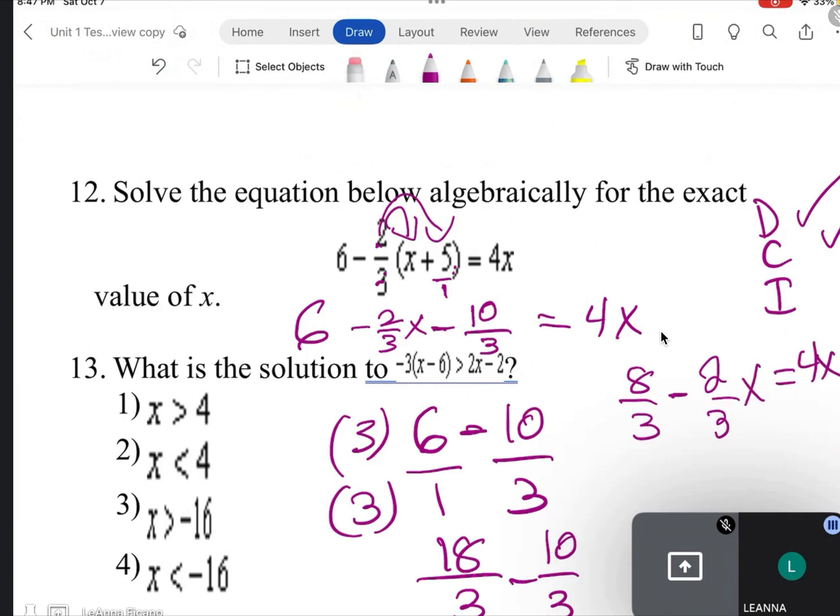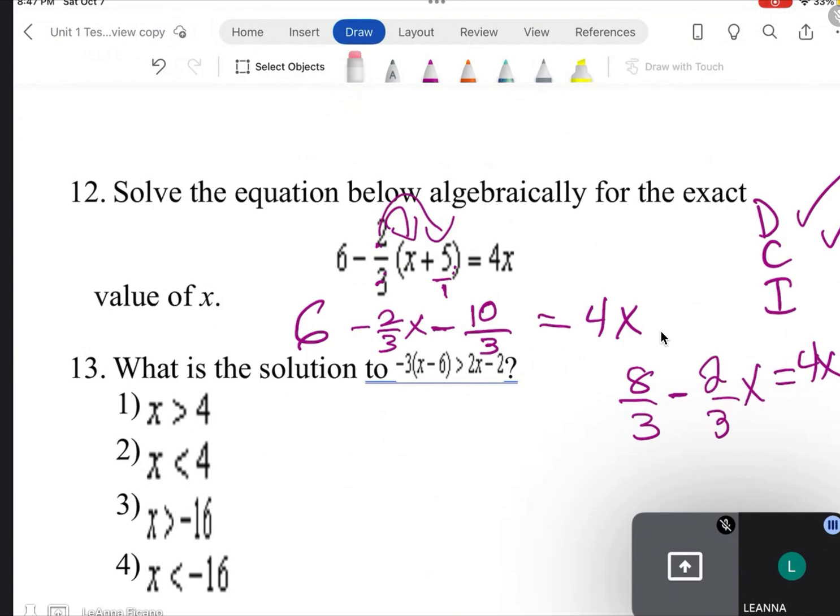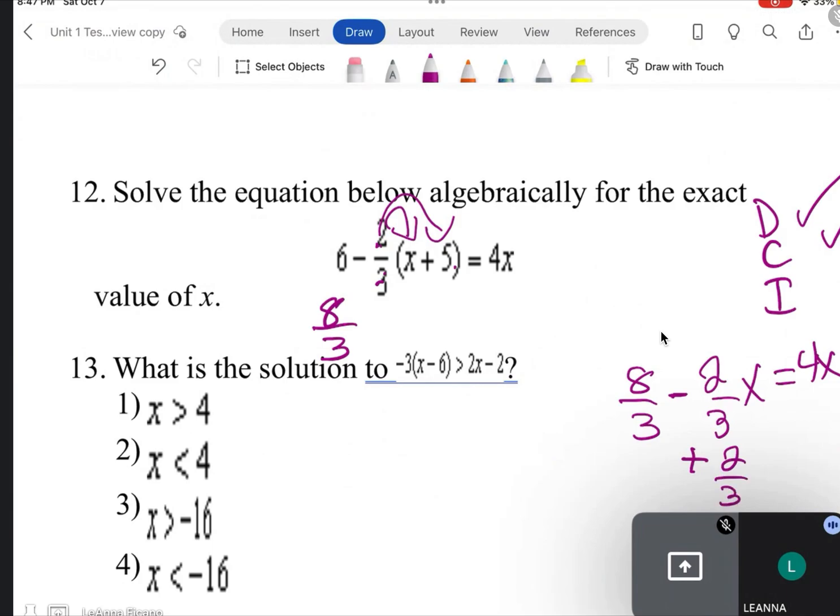Now, I'm going to erase some of this to make room, and you could always rewind the video if you need to see stuff, but I need the room to write. Okay. So now I'm going to keep my 8 over 3, and I want to get rid of my 2/3 x. And I'm going to add 2/3 x to both sides, right? Negative 2/3 plus positive 2/3 is 0. So 8 over 3 equals, and I'm going to write this out right now so you can see what it looks like.